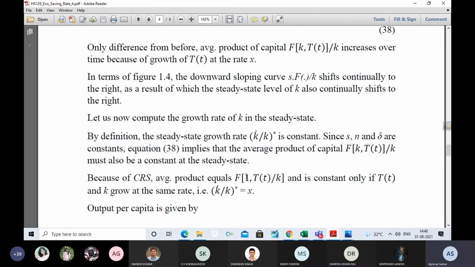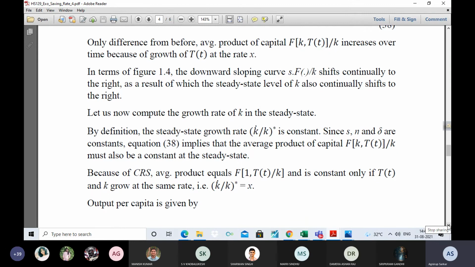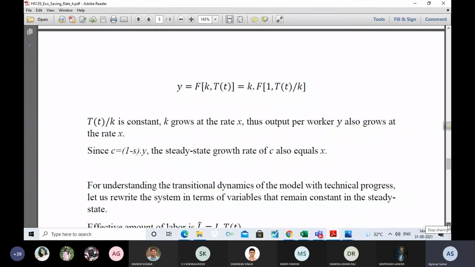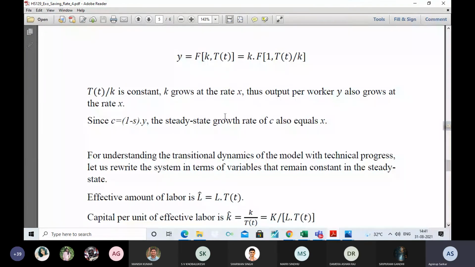And we know that T is growing at the rate x, which is constant. So K also must be growing at the rate x, right? So this x should be the constant rate of growth of capital in the long run. Okay. Now, output per capita is expressed by this.